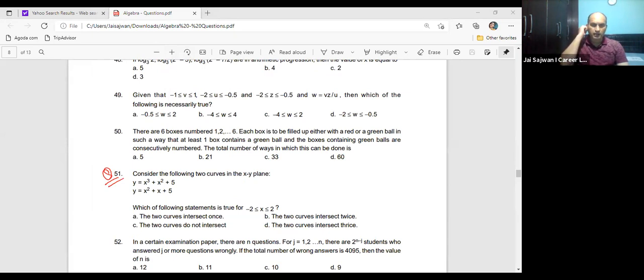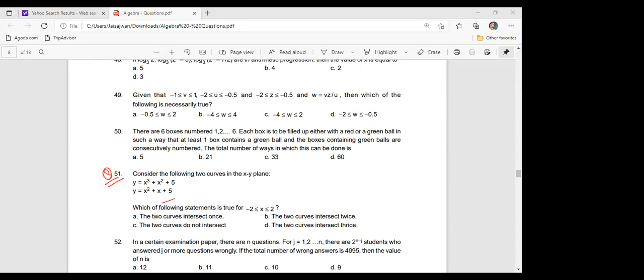Fine, Paras, it is here. I'll share it soon. Kindly solve it. I'm sure I have shared this sheet with you. Let me check. Yes, the same sheet has been shared. Try to solve question number 51 now. You can see one is a cubic equation, the second is a quadratic equation. Then it says, consider the two curves in the xy plane, which of the following statements is true when x lies only between -2 and +2.